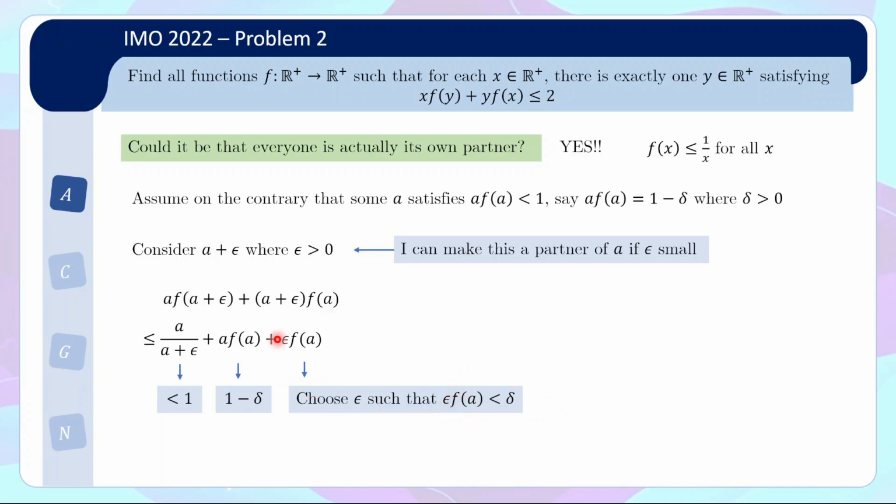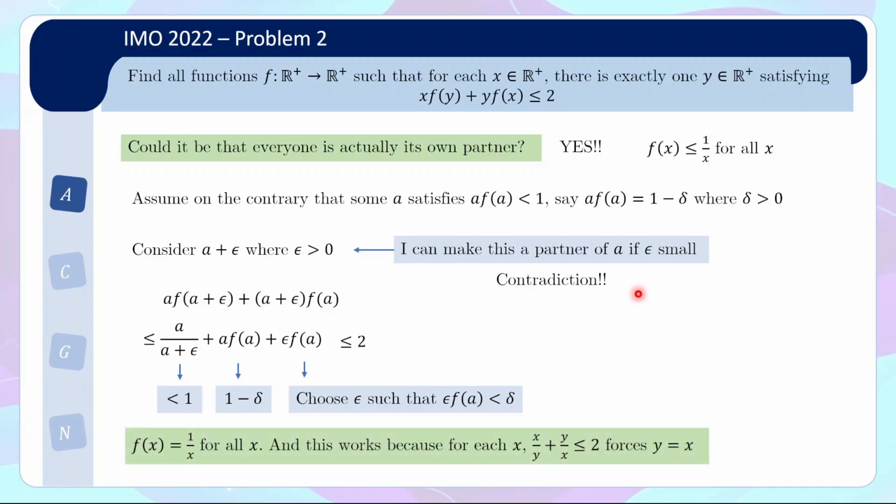Once we do this, this thing will be less than delta. This is 1 minus delta. This is less than 1. The whole thing is less than or equal to 2. And so, indeed, we have shown that a plus epsilon is a partner of a. And as I explained earlier, this gives a contradiction to the problem statement.